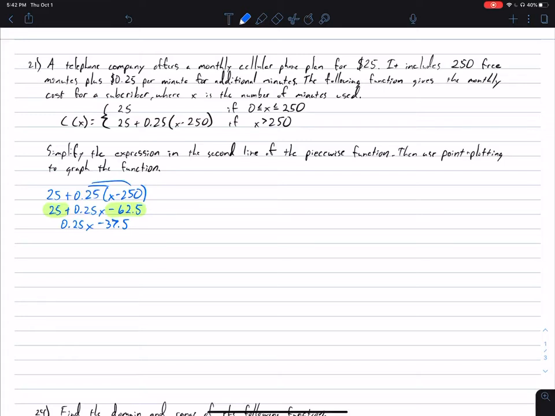That's simplified. And now it says, then use point plotting to graph the function. My minutes and my costs are going to be positive, so I only need to worry about this top right quadrant. What I'm going to do is I'm going to go up by, let's say 50s.